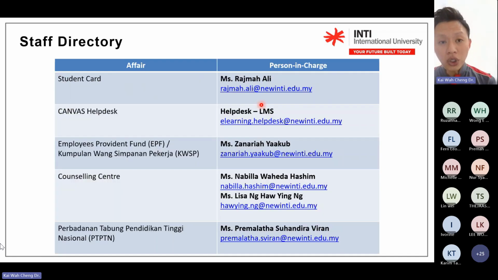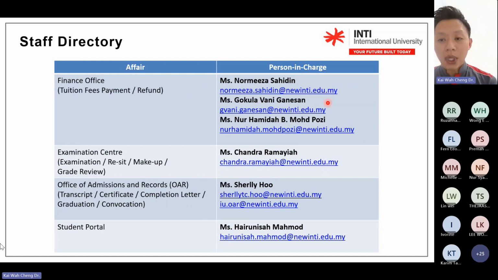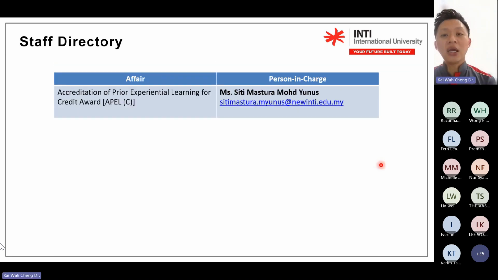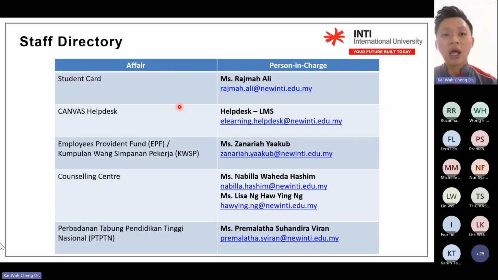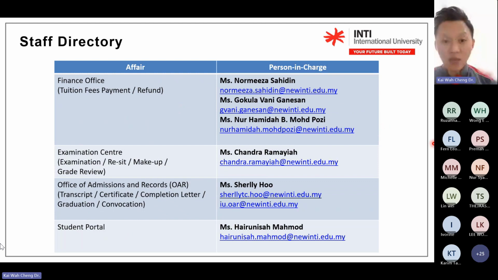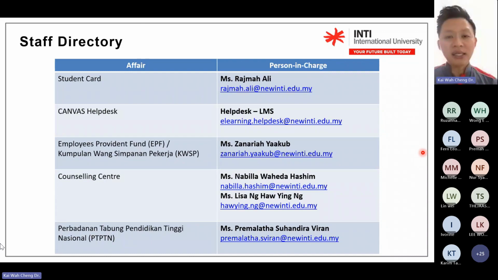So in conclusion, different people in charge for different affairs. Make sure you get the correct and reliable information from the correct person in charge, so that you will not be misled by those who are not the correct authority based on your academic affairs. So this is why, everyone, please screenshot this slide for your reference. We have 3 slides, so this is slide number 1. Please screenshot. All right, slide number 2, please screenshot.